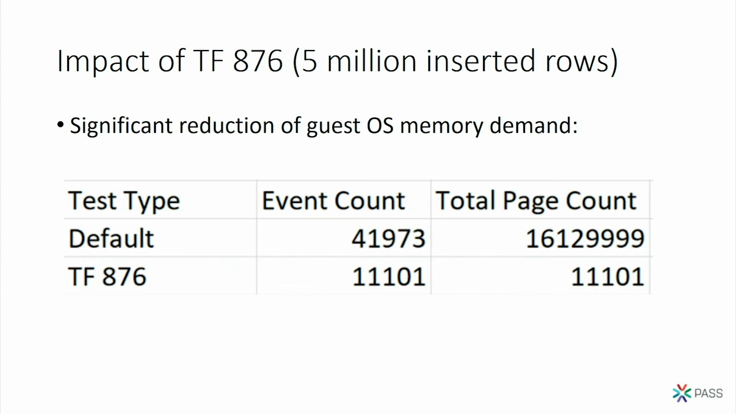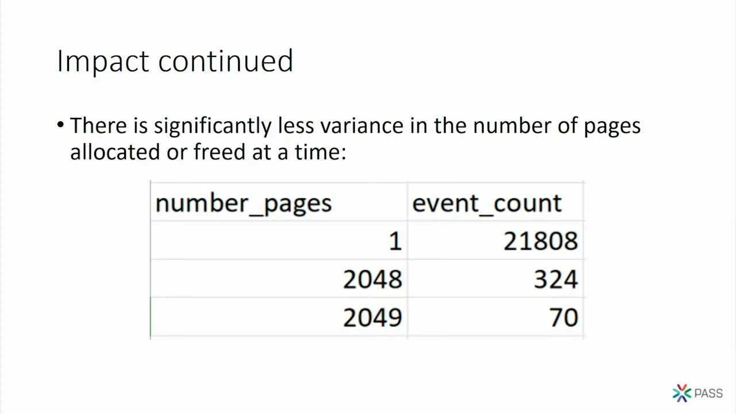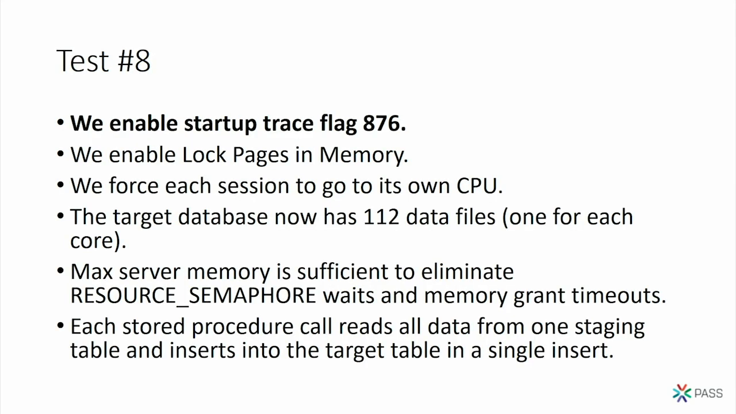So I did a small scale test, insert 5 million rows with and without 876. So my number of allocations goes down by about 4. The number of pages allocated is significantly reduced because now I'm using 2 meg pages and not 8K. There's also less variance in the number of pages I'm allocated. Almost always I'm allocating one 2 megabyte page at a time. This is worth a shot, right?